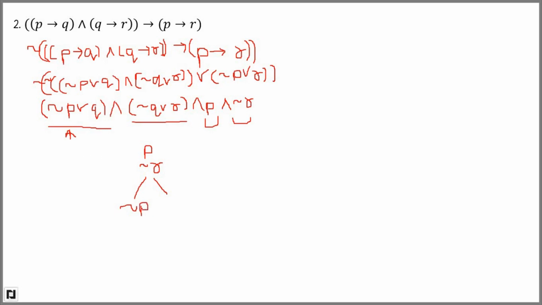The child node gets broken on the OR symbol. So we have two children, negation P and Q. Here we can see that P is closed by negation P, so this branch is closed, but this branch is open. So now we use this sum term.